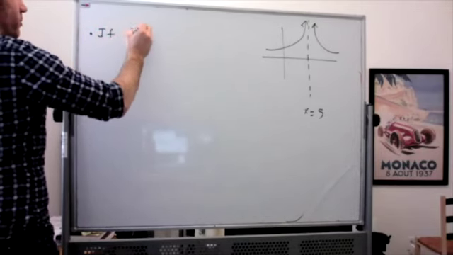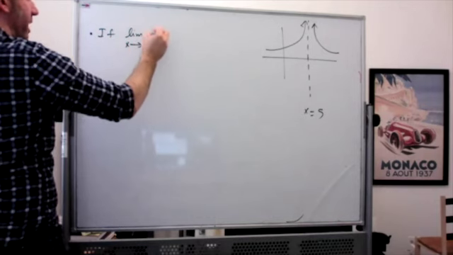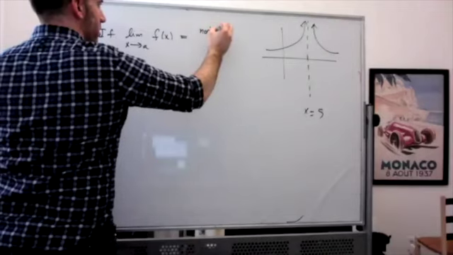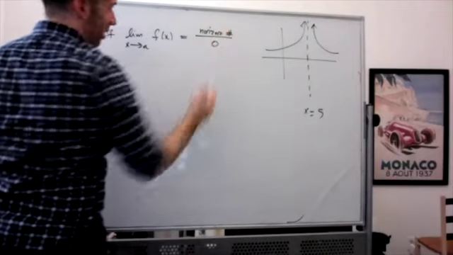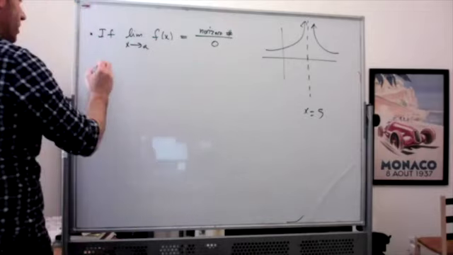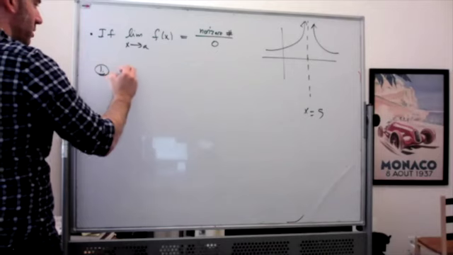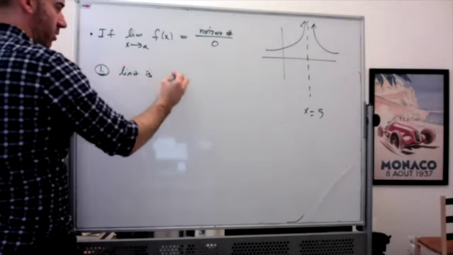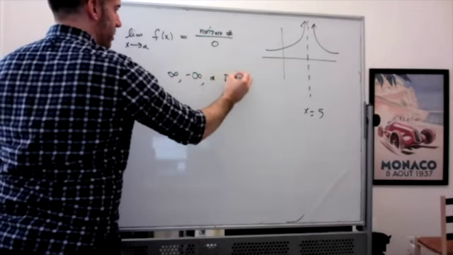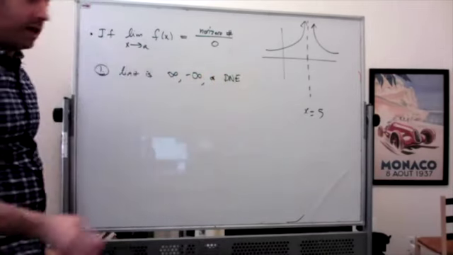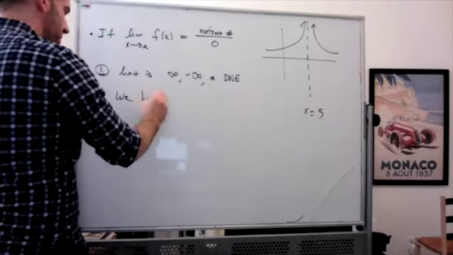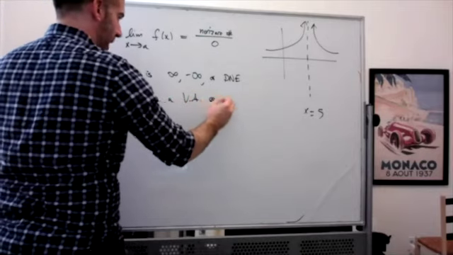the limit as x approaches a of f of x is equal to some non-zero number over 0, so if that happens, there are two things to be aware of. Thing one, the limit is either infinity, negative infinity, or does not exist. And thing two, we will have a vertical asymptote at x equal to a.